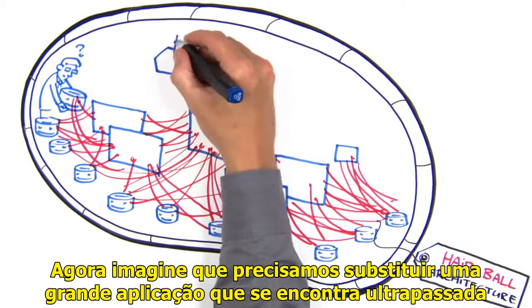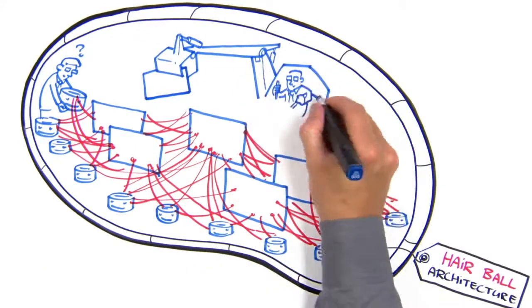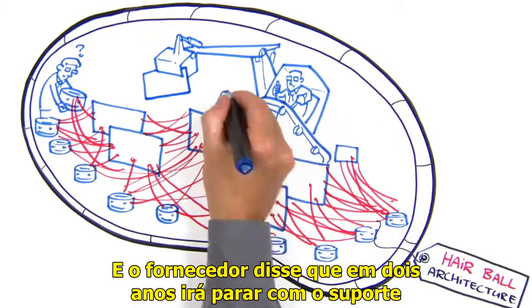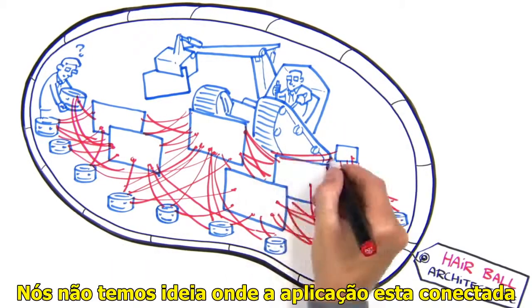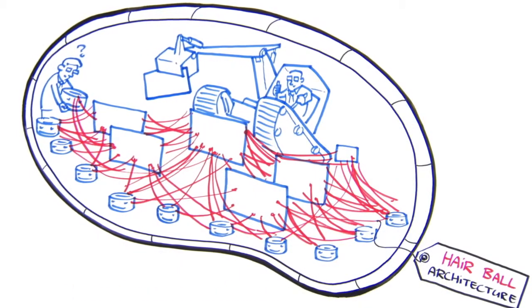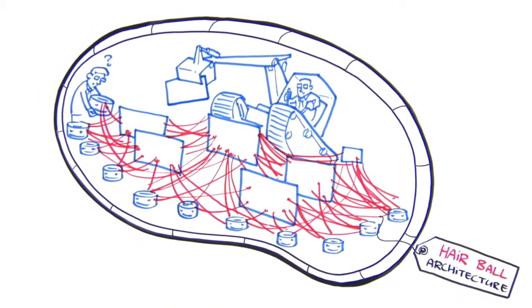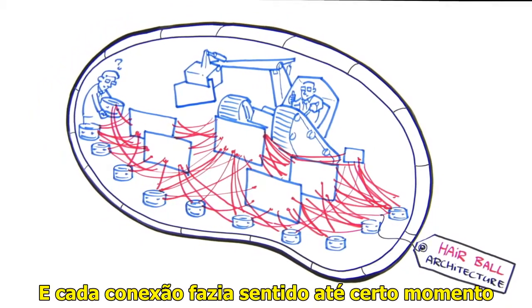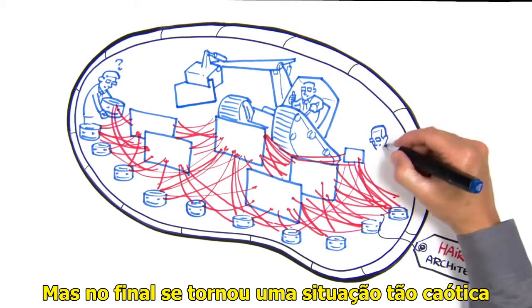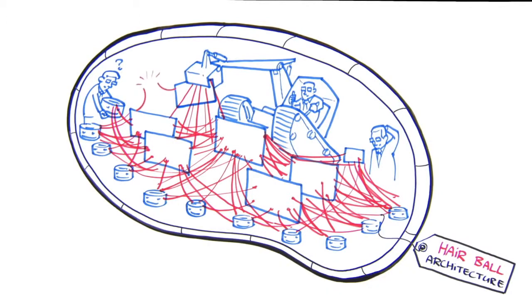Now, imagine we have to replace a huge application because it's out of date and the supplier has said that in 2 years they'll stop the support. We have no idea what the application is connected to. It's an endless network of dependencies which were all created one at a time. And each connection made sense at the time, but the total is such a chaotic situation that it's impossible to change one aspect without damaging something else.